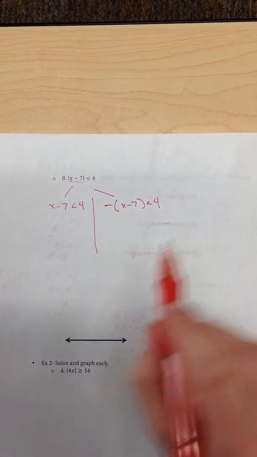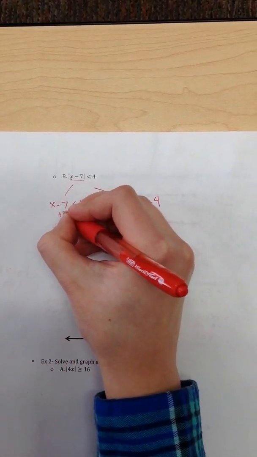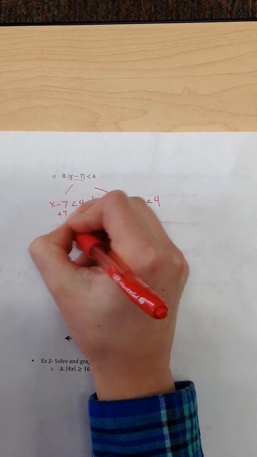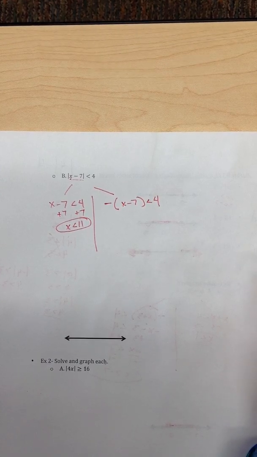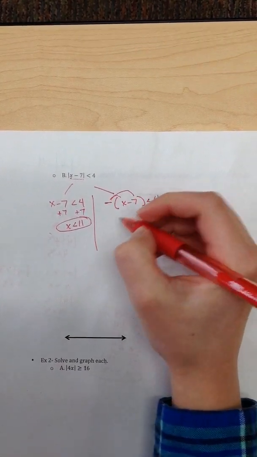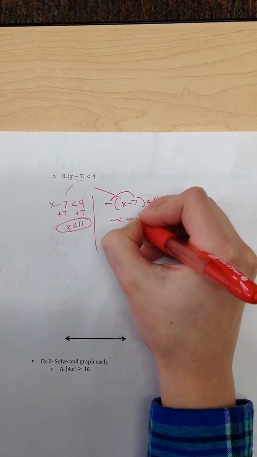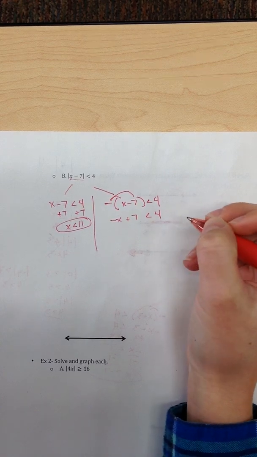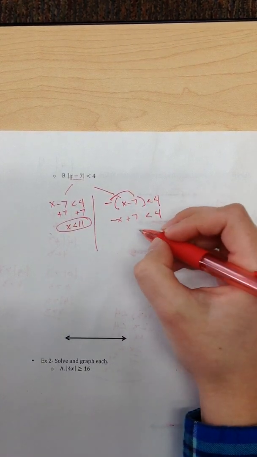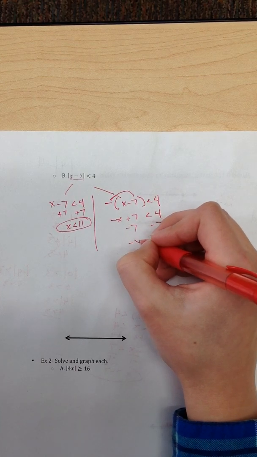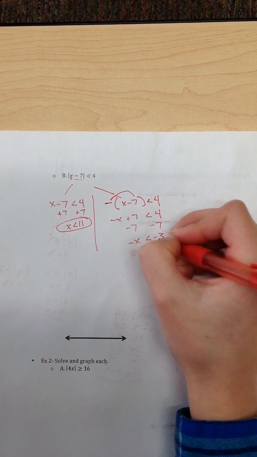So then when I solve it there, to get rid of subtracting 7, add 7 to each side. So x is less than 11. It's one of my parts of that. And then with the other one there, I can take my negative and distribute it. So that would be negative x plus 7 is less than 4. So to solve that one, to get rid of adding 7, I would subtract 7 from each side. So then I would have negative x is less than negative 3.